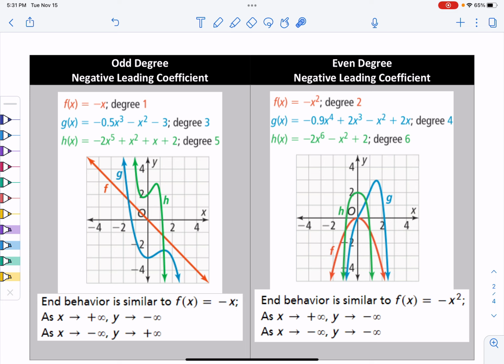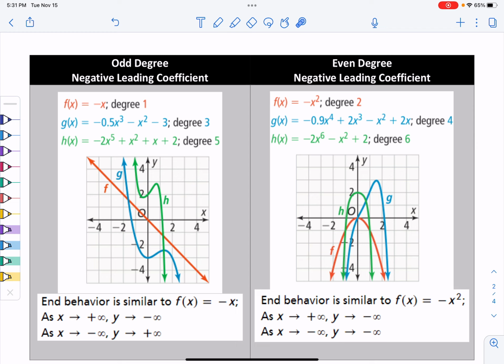Now, even degree functions, it's the same thing. Now everything's just been reversed. As we move to the right, as x goes to positive infinity, everything's going down, so y goes to negative infinity. As we go to the left, everything is going down as well. So y goes to negative infinity as x goes to negative infinity.